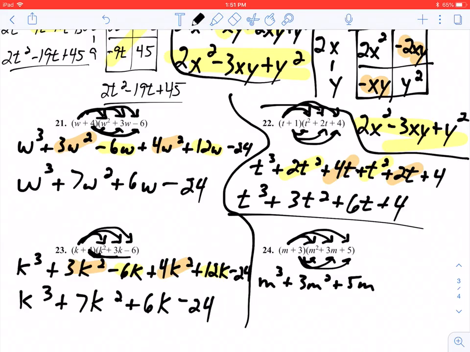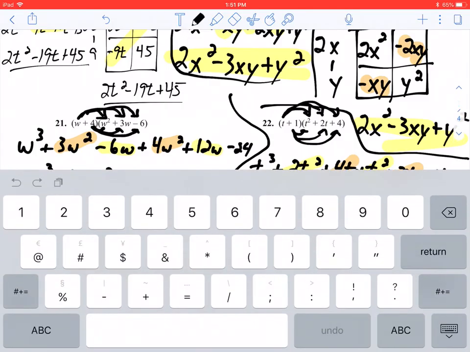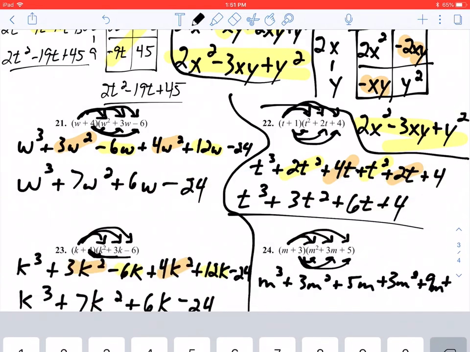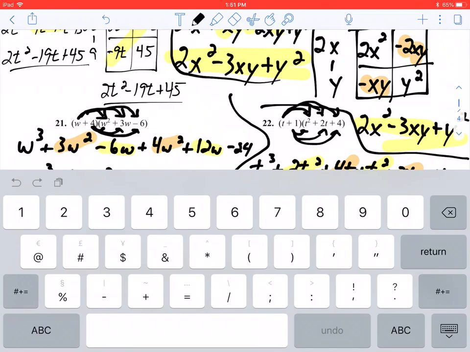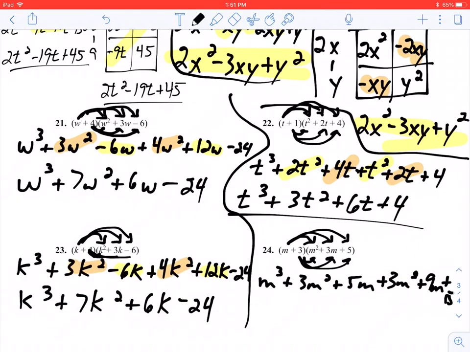Now, moving forward from that, we have 3 times m squared, which is 3m squared. 3 times 3m, which is 9m. And 3 times 5, which is 15. Whoops. I've got to figure out a way to get rid of that. Sorry about that, guys. I'm going to have to draw the 15 right there. Okay, so now we're going to highlight our like terms.